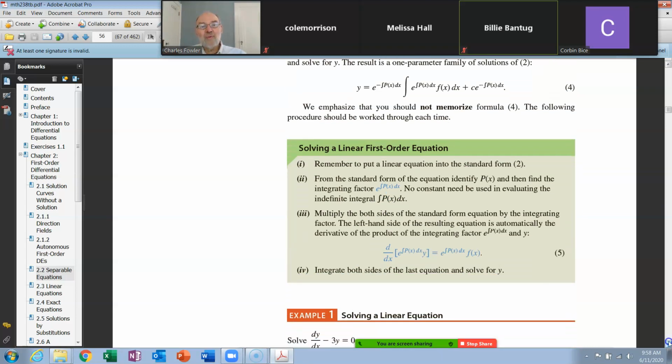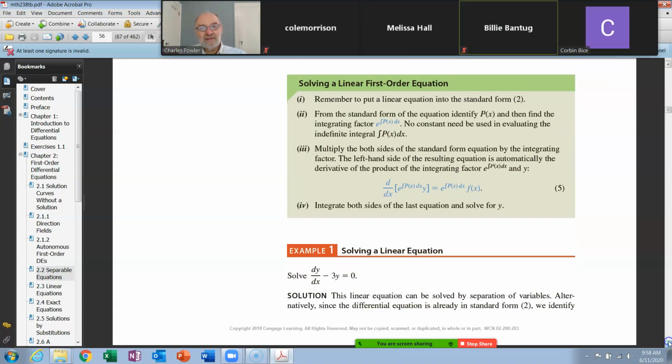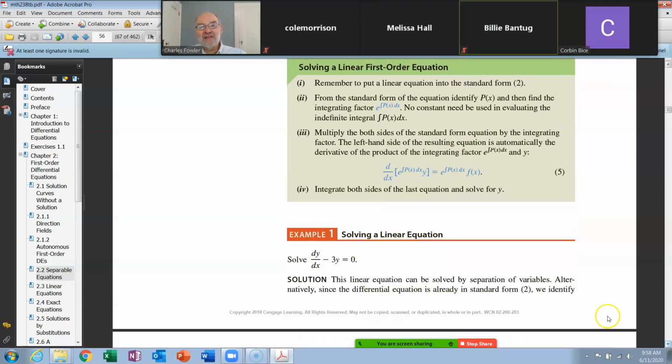So, quick review. Solving a linear first-order equation. Remember to put the linear equation in standard form: dy dx plus some function of x times y is equal to some other function of x. As soon as you have it in that form, identify that first function of x, that p of x. Integrate that p of x dx with no constant of integration, just integrate it.